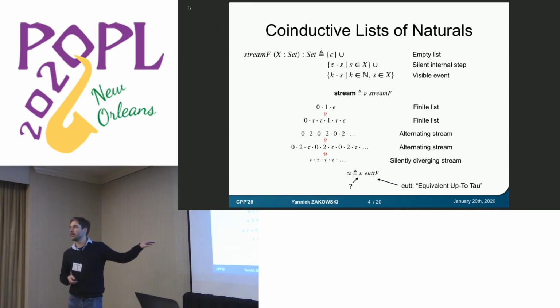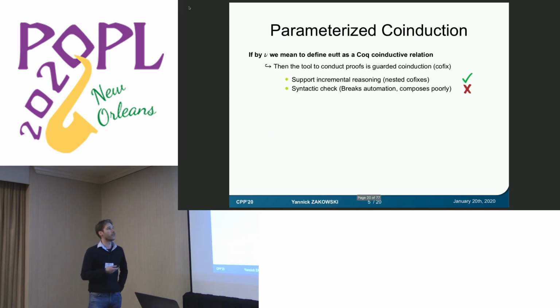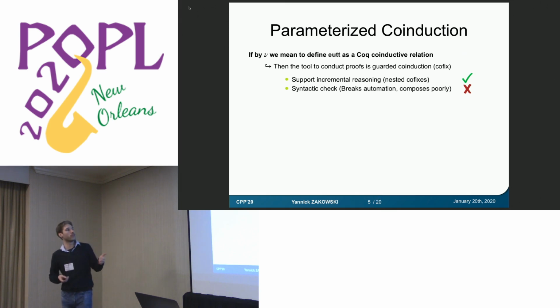As much as I didn't care about how I take my greatest fixed point for the data type, when it comes to defining the relation, it actually matters because it will define what kind of reasoning principle I get. If you do it as a Coq coinductive relation, you have this notion of guarded coinduction, basically the cofix keyword in Coq. It's well known that it's convenient to use, as it allows you to build your proof incrementally. The problem is that what validates a correct term is a syntactic criterion. It's well known that it breaks automation and composes poorly in some senses.